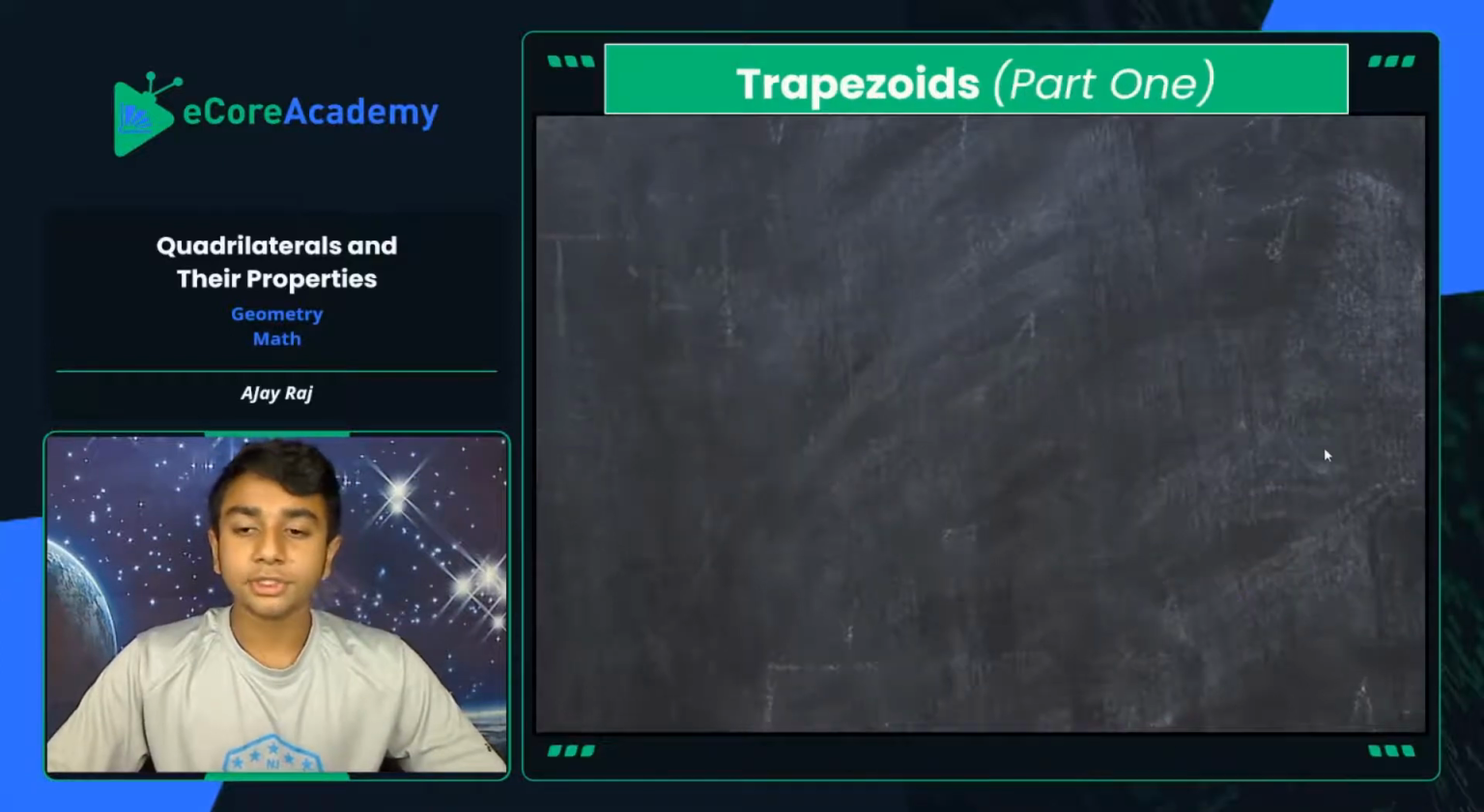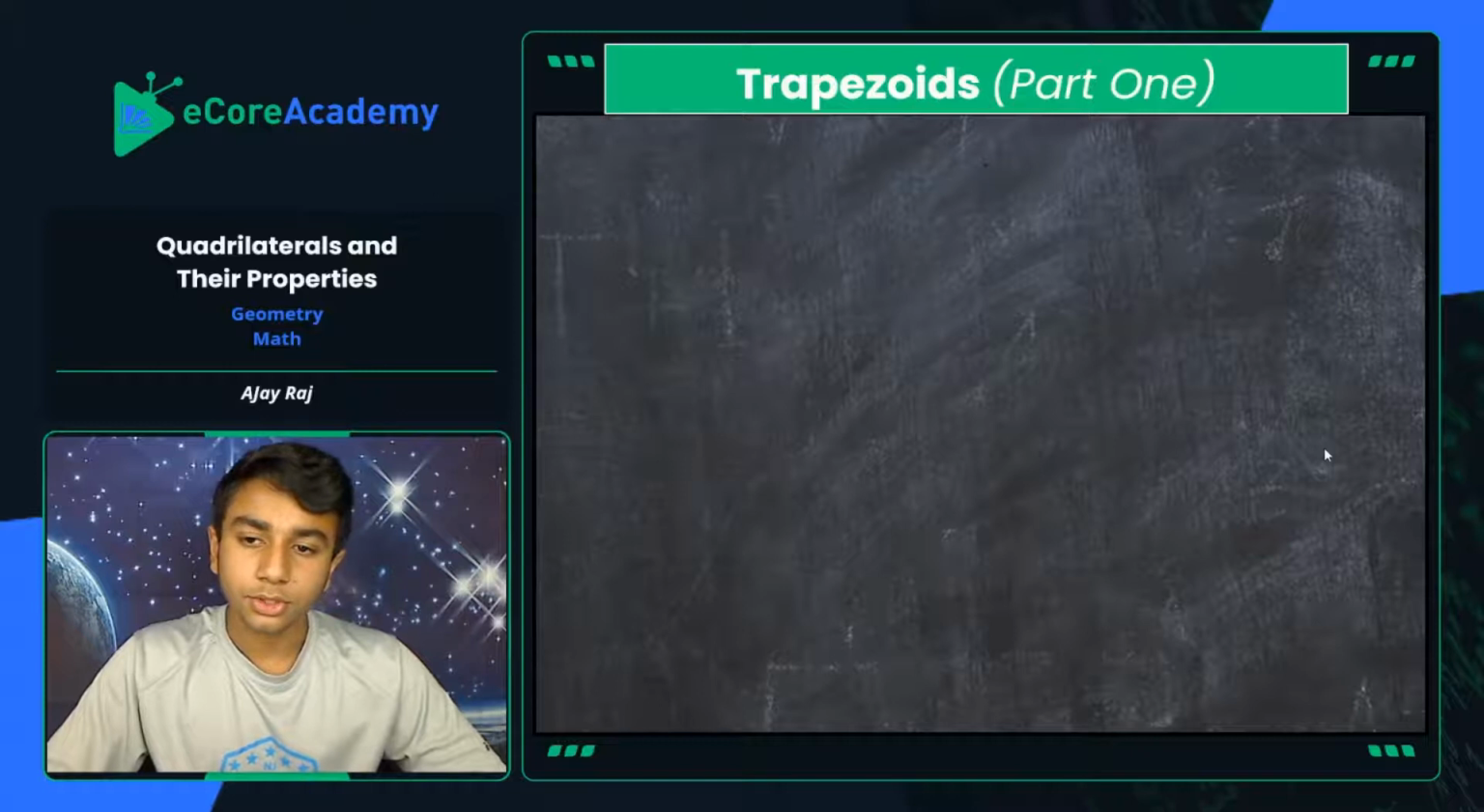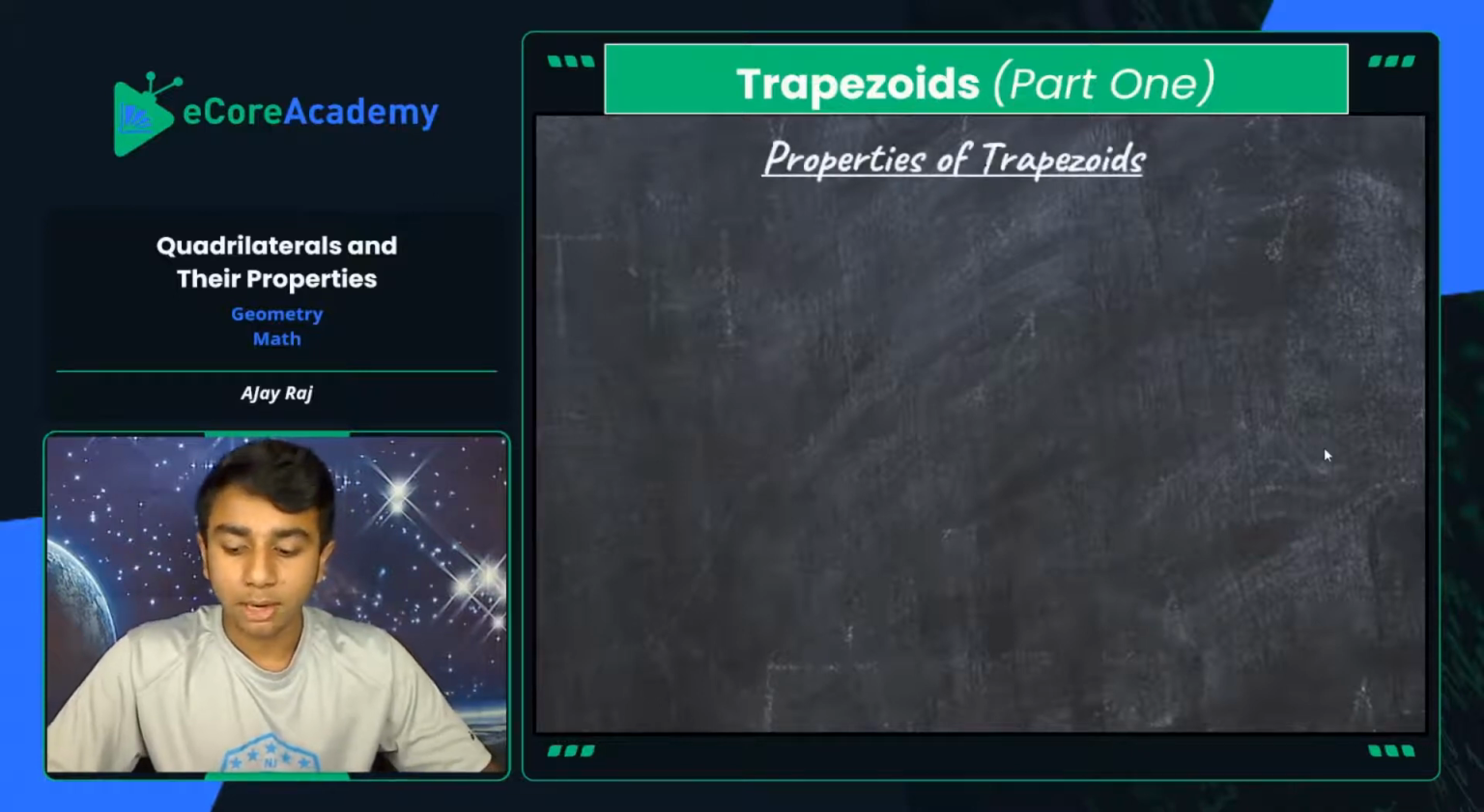So now let's move on to a more specific look at trapezoids. Let's get into the specifics of what trapezoids are, and I'll show you a bit of algebraic examples representing these formulas and some of these problems with algebra. So trapezoids part 1. Let's look at the properties of trapezoids.